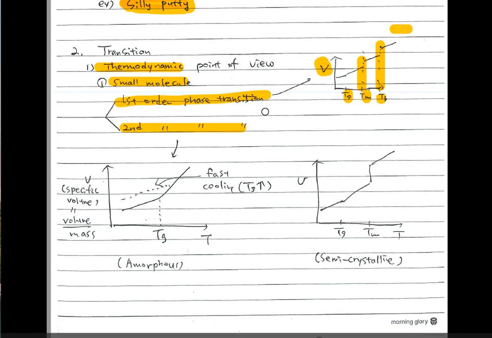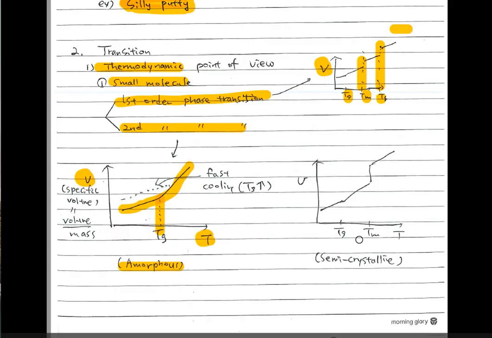So, for example, if you plot specific volume, which is the volume per mass, as a function of temperature, for example, for an amorphous polymer, at Tg, the volume does not show any discontinuous behavior. It is continuous, right? Only the slope changes, right? That's the definition of second order phase transition that we have learned before. Interesting, right? So glass transition is kind of a second order phase transition.